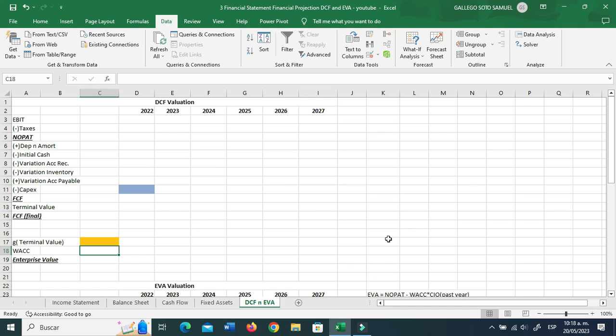But the thing that makes these two valuations equal is the growth rate. I'm not going to be so picky with this, and I'm not going to take any longer. I'm just going to show you what I mean. Let's just go ahead and start.